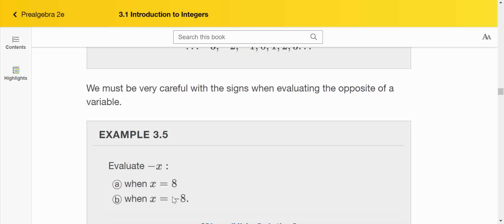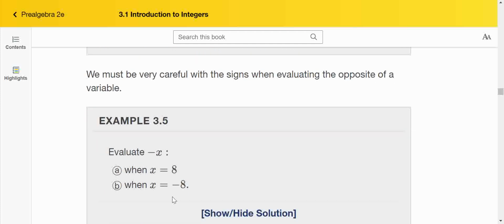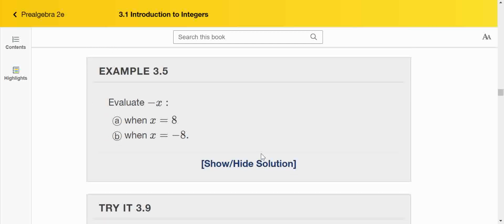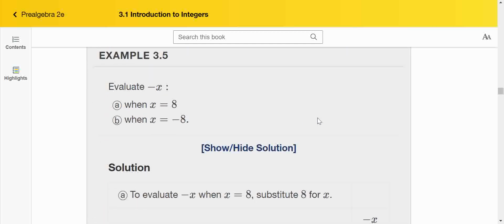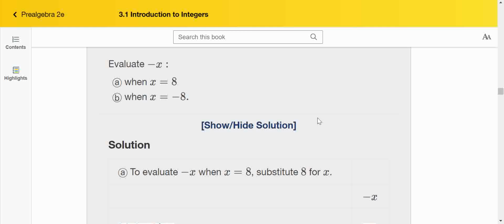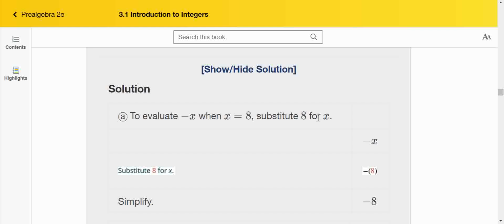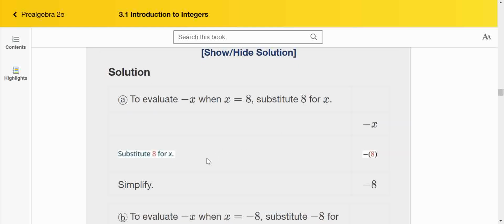Example 3.5, evaluate negative x. A, when x is equal to 8. B, when x is equal to minus 8. The solution, A, to evaluate minus x when x equals 8, we substitute 8 for x. And as you do so and simplify, you find minus 8.